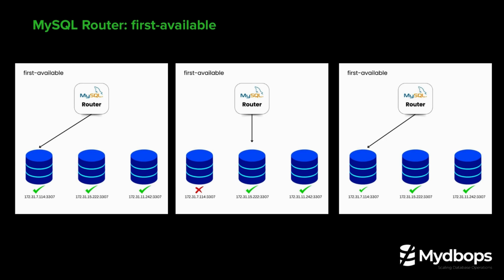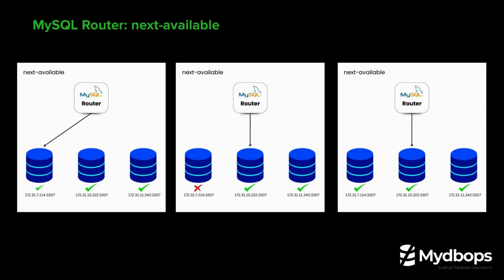First of all, first-available. If you have 3 servers, in that order, whichever server is available first, it will route all the traffic to the first server. Whenever the first server goes down, it will route the traffic to the next server, as we can see in the second diagram. And whenever the first server comes back online, it will again route all the traffic back to the first server. This is how first-available works.